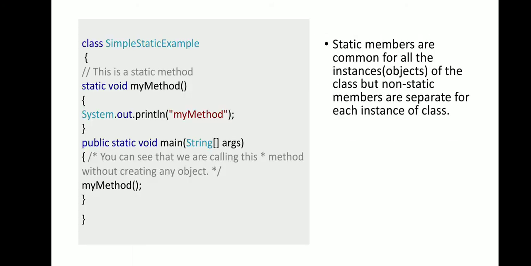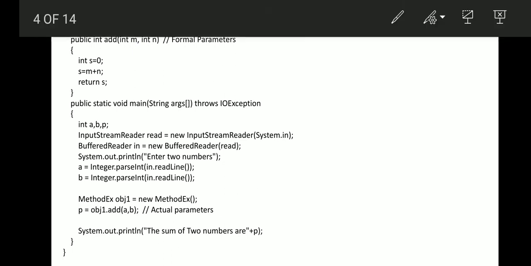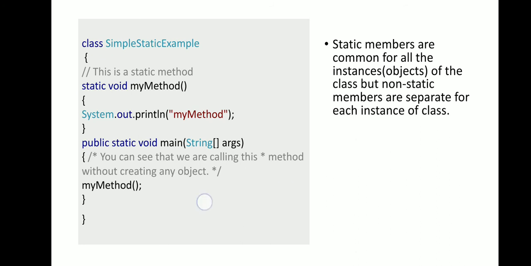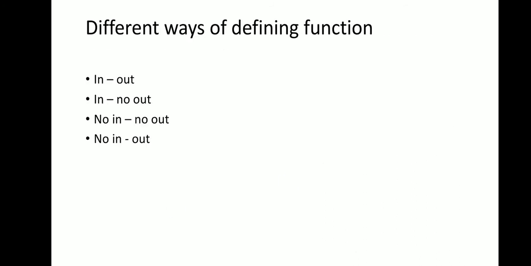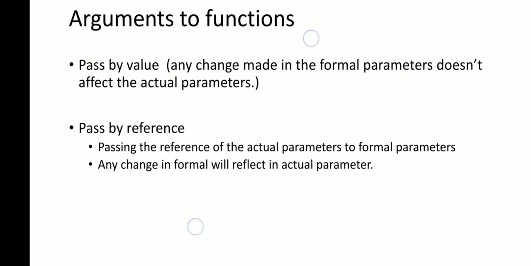Now see the example. The arguments you are passing are called in. In which category will this program come under? This program comes under in-out, because it has both the input arguments and also a return type. In these combinations, you can leave out anything as per your programming requirement. That's why there are 4 different ways of defining a function: in-out, in-no out, no in-no out, no in-out.